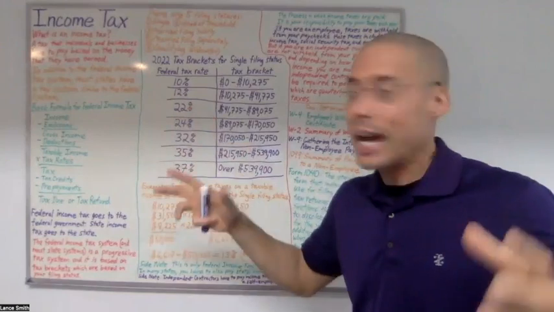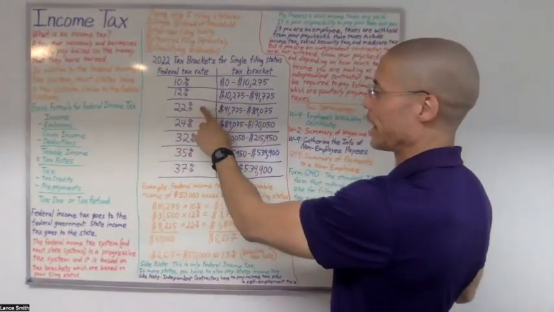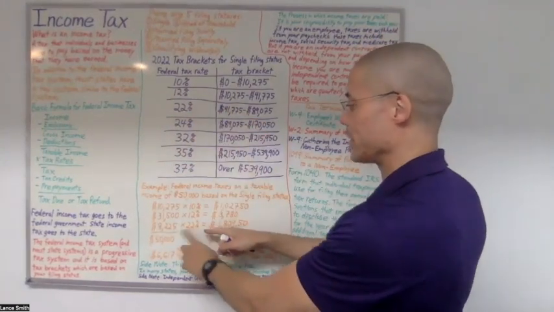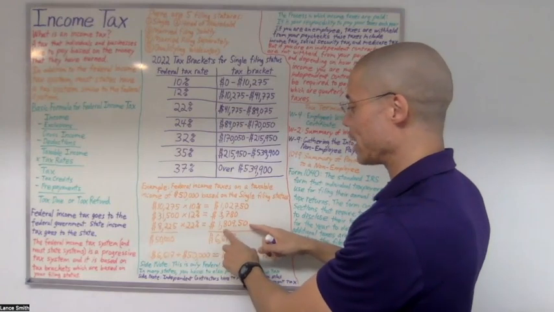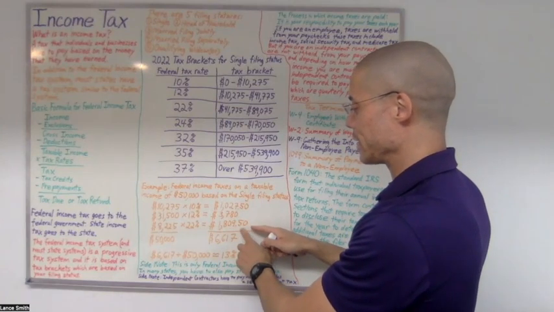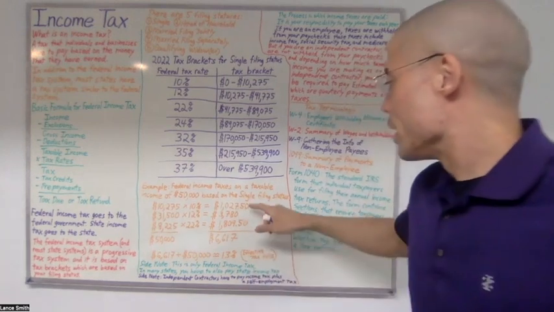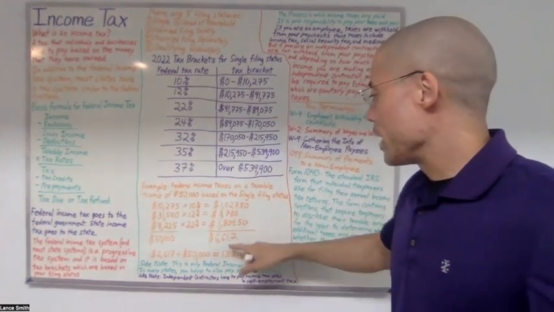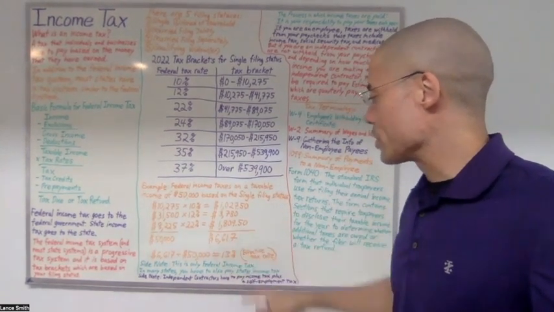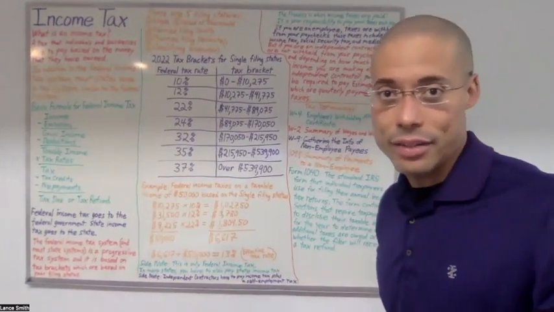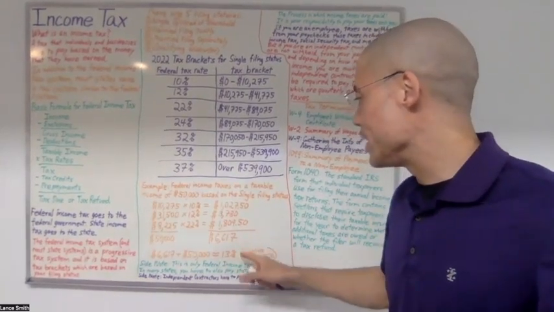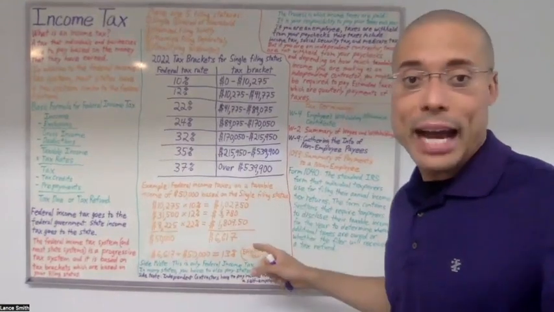And only $8,225 of the $50,000 falls into this tax bracket. And so we apply 22% to that, and we get $1,809.50, right? And so we add up these three numbers, and we get a total of $6,617. All right. So this is our federal income tax.